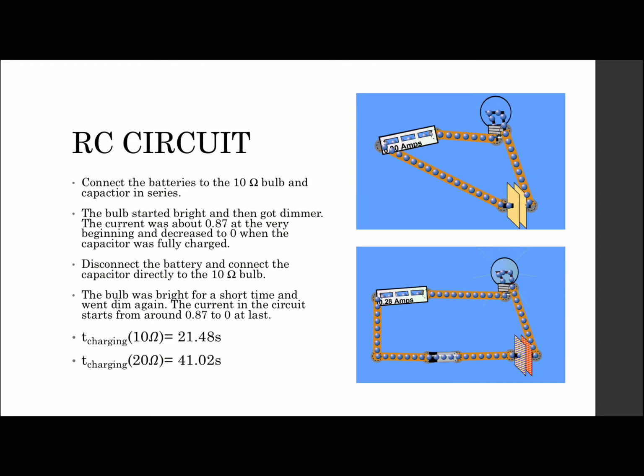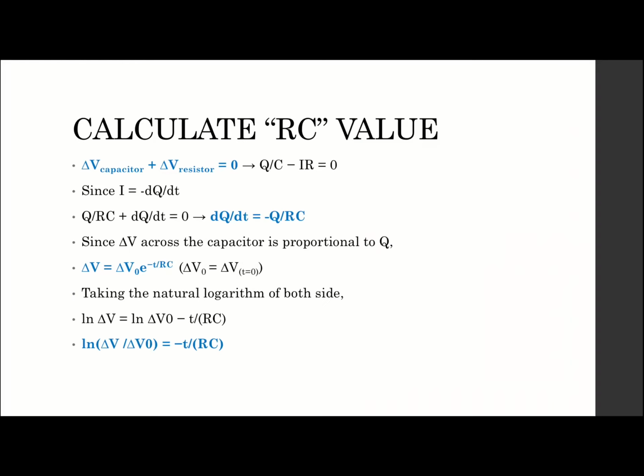So the time used to charge a capacitor in series with a 10 ohm bulb is around 21.48 seconds. Well, when I change the 10 ohm bulb to a 20 ohm bulb, the charging time is around 41.02 seconds. Based on the behavior of the capacitor, I'm going to calculate the RC value, which is also called the time constant of the capacitor.